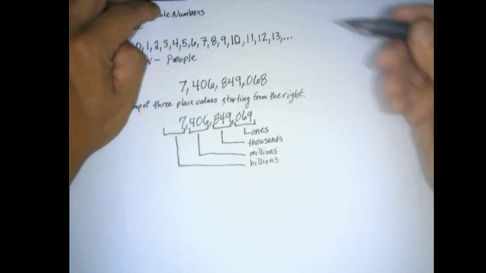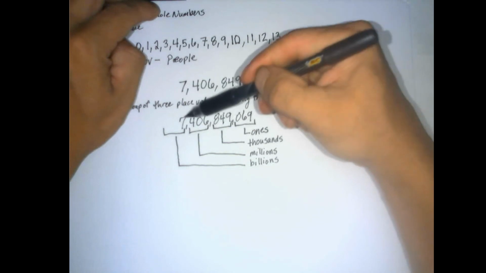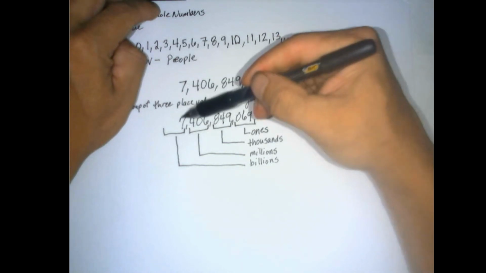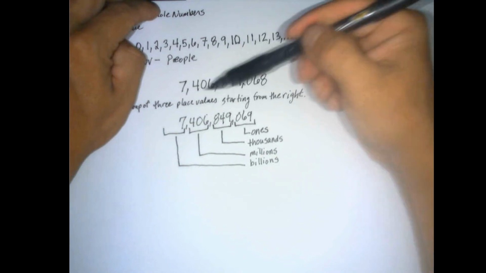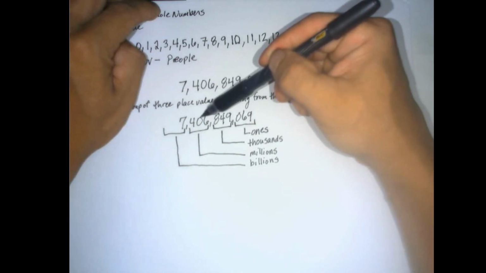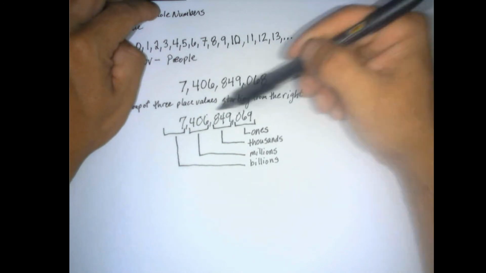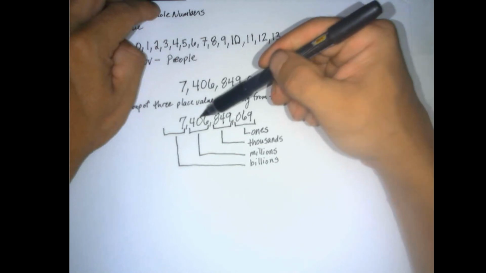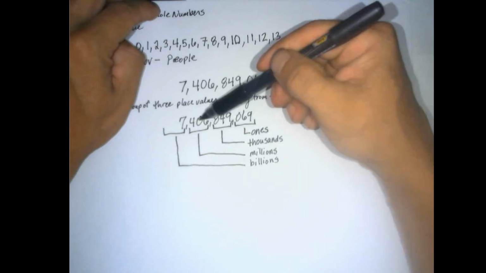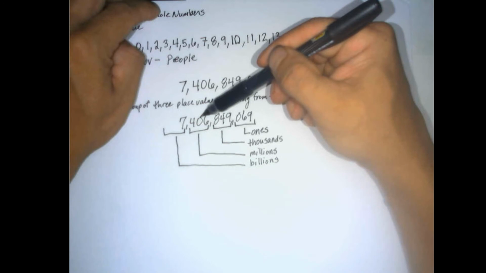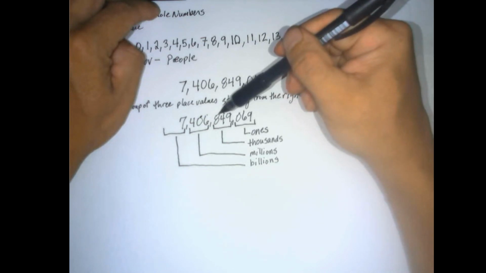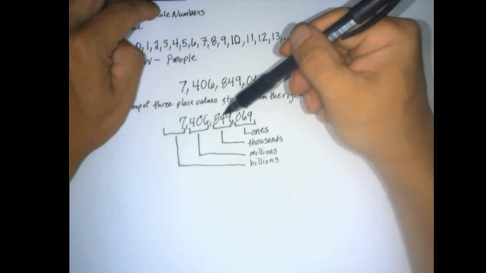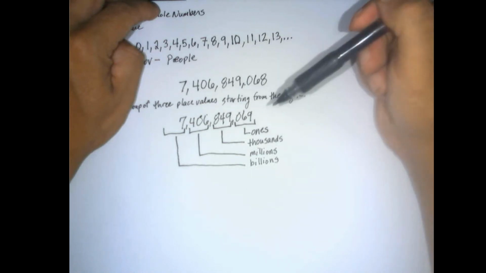So if we're asked what is the place value of the number 7, we would say it's in the billions place. What about this middle 0 here? Well, it's in the millions period, but it's in the tens place in the millions period. So 0 is in the 10 million place. This 8 here would be in the 100 thousands place.